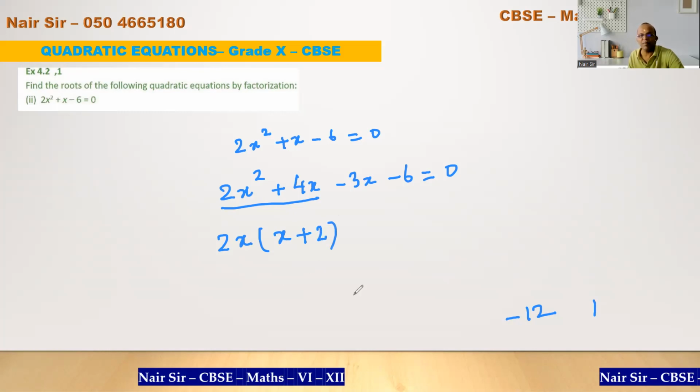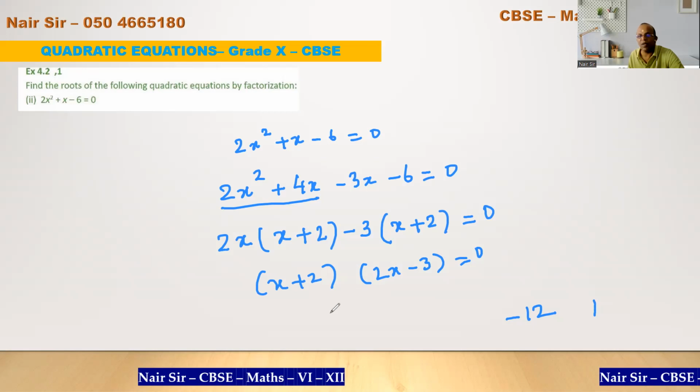Again, repeating the same thing. Whatever I'm going to get in this bracket has to be the same. If it is not the same, then something is wrong. Now, what can I take from here? Can I take minus common? Yes, 3. What is left? X plus 2 is equal to 0. X plus 2 is common, so 2x minus 3 is equal to 0.